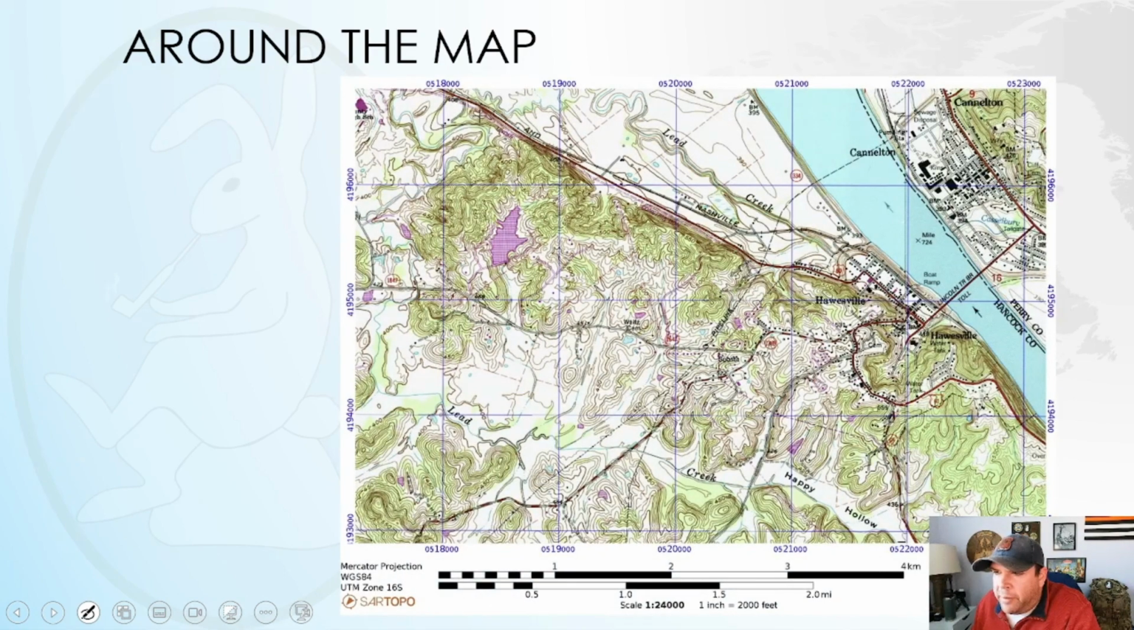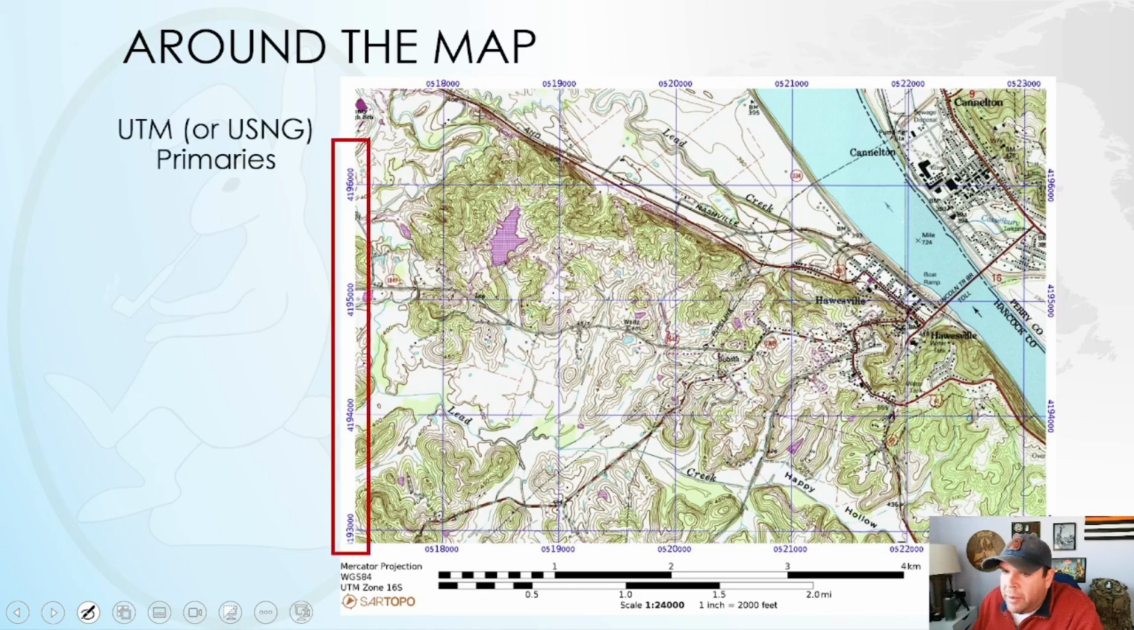We'll continue around the map and talk about some of the things you see around it. The first thing I want to point out is all of these numbers around the edge of our map. These are our UTM or USNG, the U.S. National Grid. These are used for land navigation. We'll go into depth on this later, but they break these larger zones into small 1 square kilometer grids or squares. This is useful when we're navigating using a paper map.